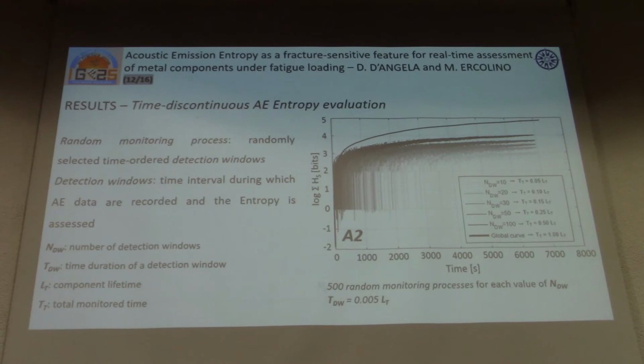The solid line is related to the time continuous evaluation of the Shannon entropy. The other cases are related to these random monitoring processes. And what is varied here is the number of detection windows, NDW. We found that even if we vary the number of detection windows, ranging from the 5% of the whole lifetime evaluated up to the 50%, the trend doesn't change. This means that even if we monitor just the 5% of the whole testing, in this case, we are able to define the trend as well.